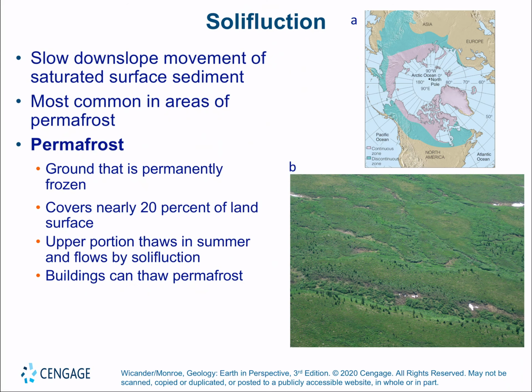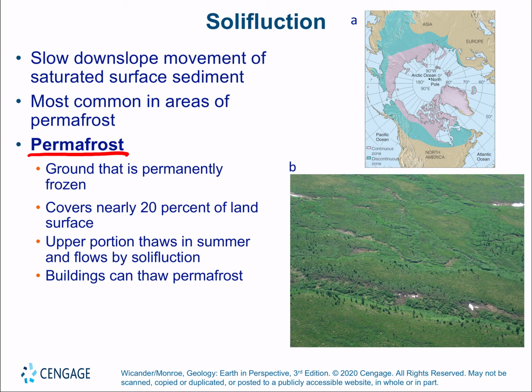Another type is solifluction. So that is the slow down slope movement of saturated surface sediment. It's very common in permafrost areas. So what is a permafrost area? Well, it's an area where the ground is permanently frozen. Covers about 20% of the land surfaces. Sometimes the upper portion will thaw during the summer, and it flows by solifluction.